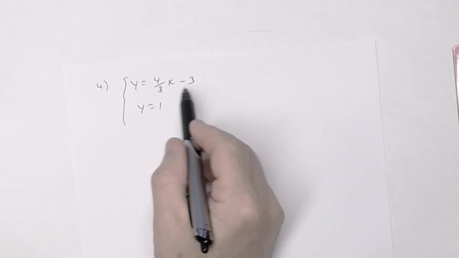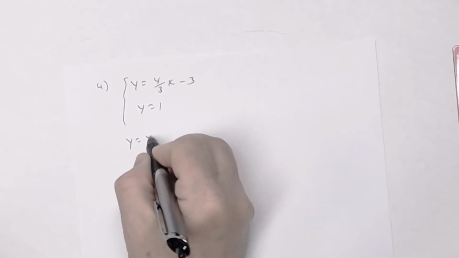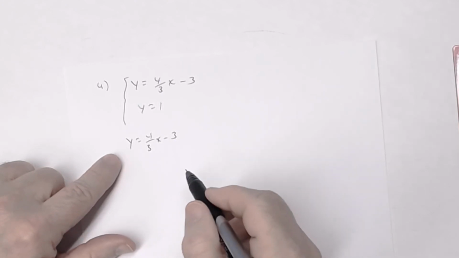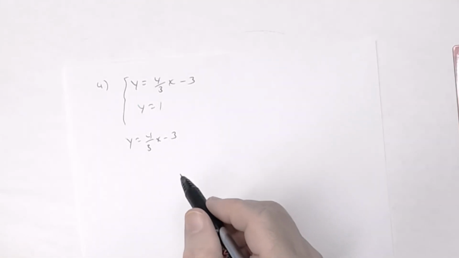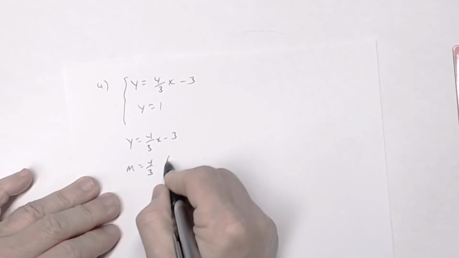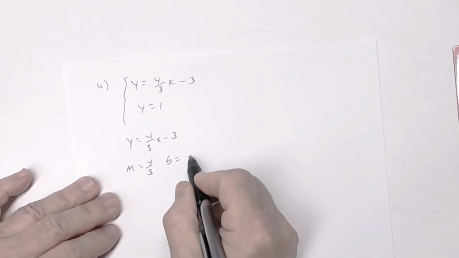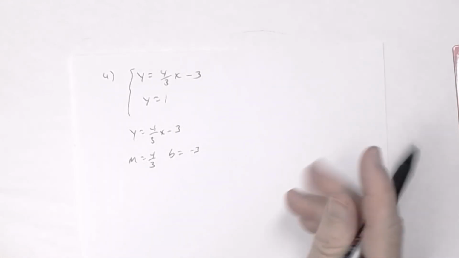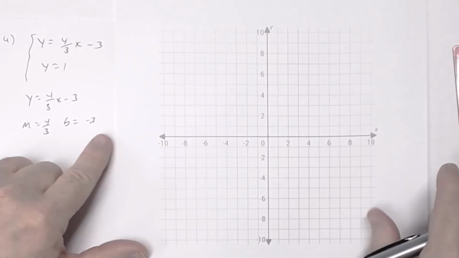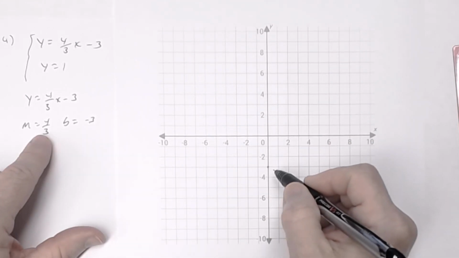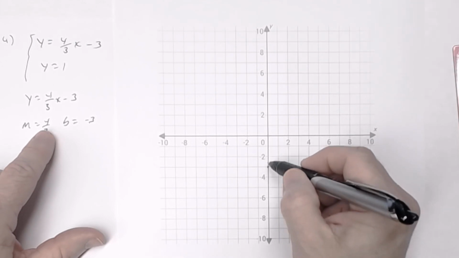Okay, now, see this first one? y equals 4/3 x minus 3. y is by itself, so I can think of slope-intercept form here. The slope is 4/3, that was easy, and my y-intercept is a negative 3. When I graph this one, here's my y-intercept at negative 3. And then my slope is a positive 4/3, so I'm going to go up 4.